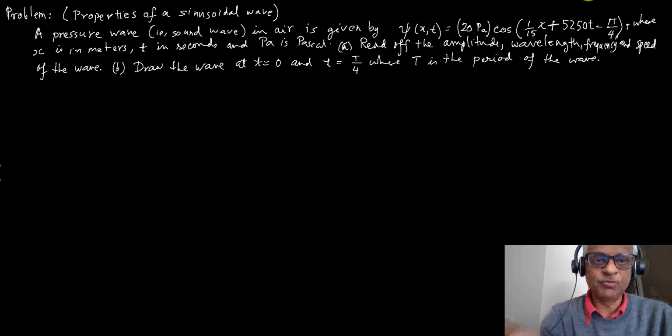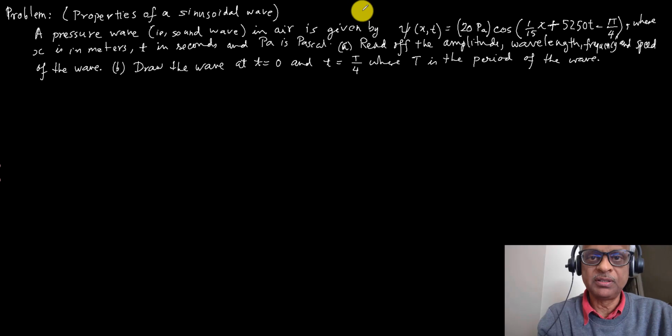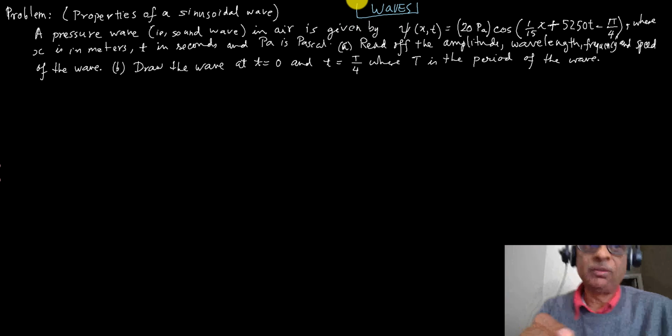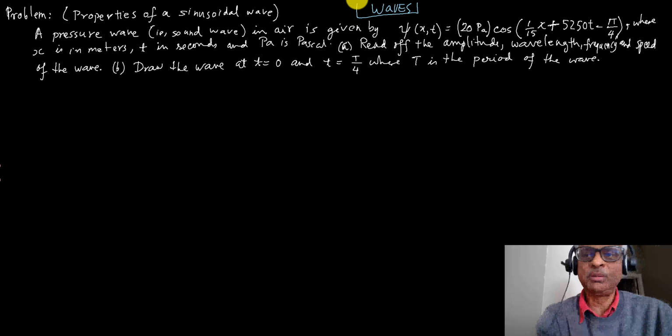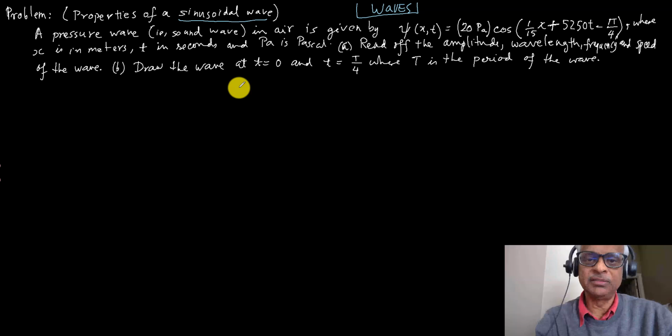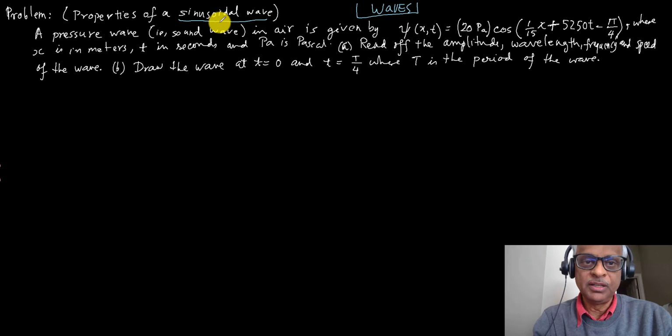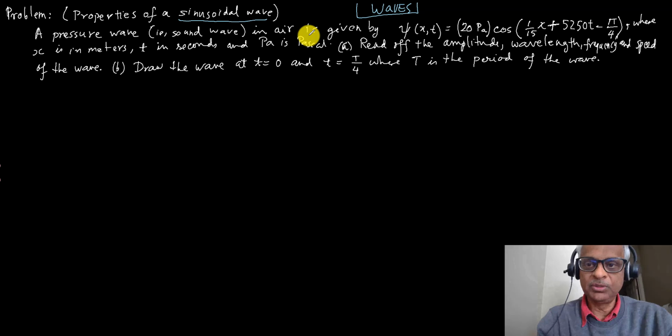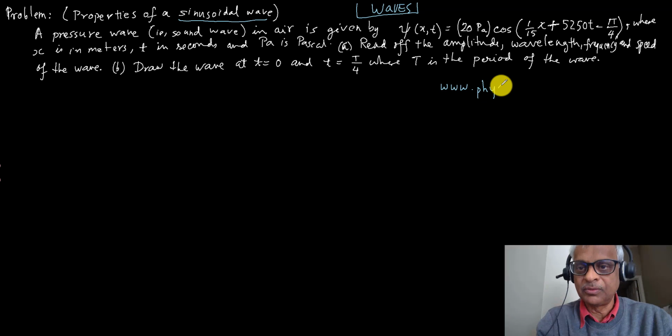Today we're going to start on waves. A particular kind of wave that we're going to study pretty much exclusively is called sinusoidal waves. This is a problem with sinusoidal waves, and this is our first problem. I will be using a lot of problems from my website, physicsbootcamp.org.